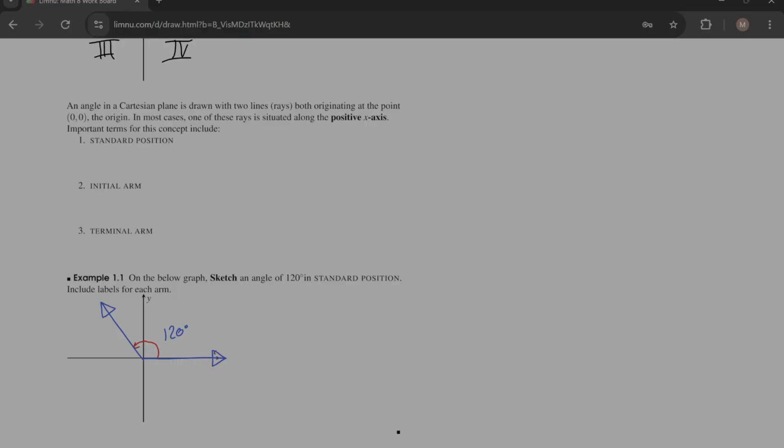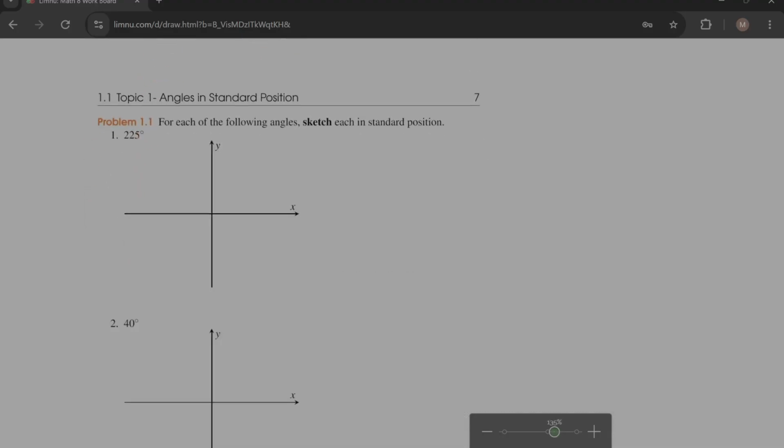Maybe helpful to remember here, if you start at 0 degrees, then this is 90 degrees, 180 degrees, 270 degrees, and finally the whole circle is 360. So remembering those general points is really, really helpful when you're trying to think about where our angles are going to be in standard position. You've got a lot of practice here.